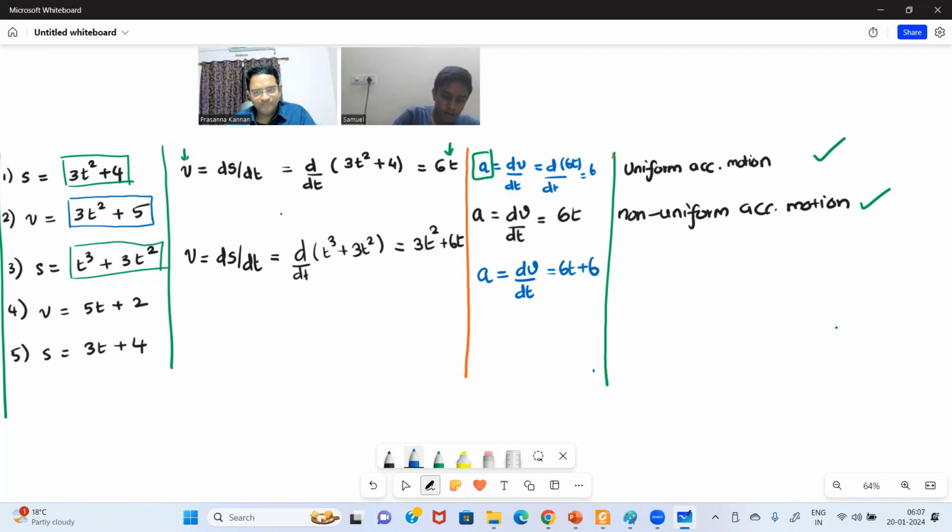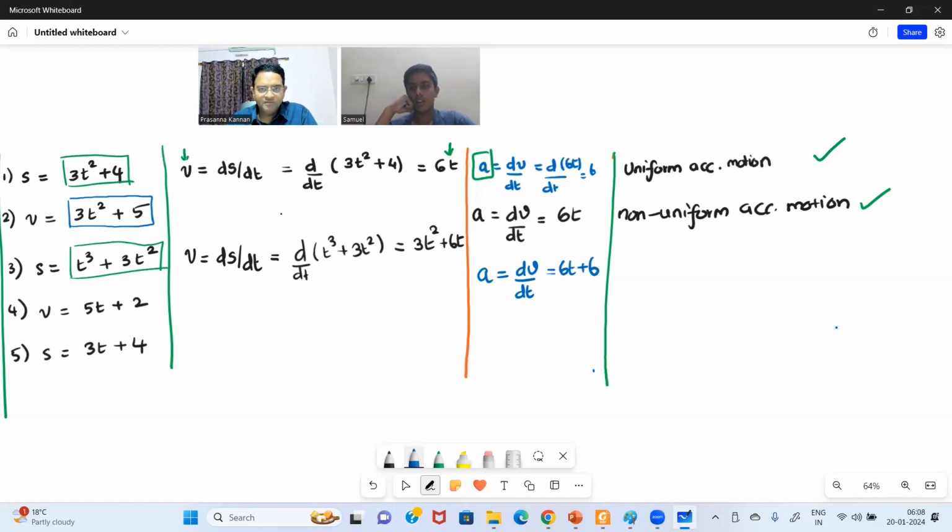Now, what do you see? 60 plus 6. Yeah. So what is your inference? What is acceleration? Acceleration is not zero. When acceleration is not zero, you determine here itself. What do you determine here? Whether it is uniform accelerated or non-uniform accelerated motion. Correct. So how do you decide that?